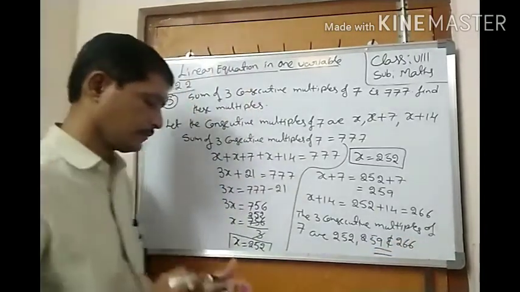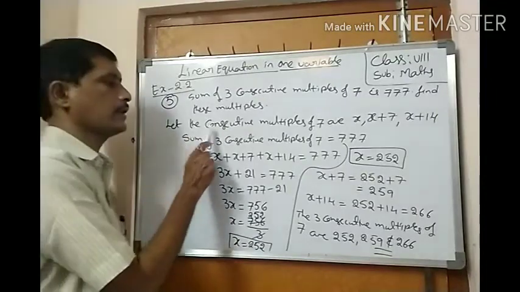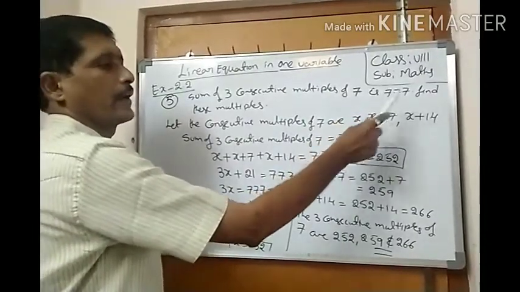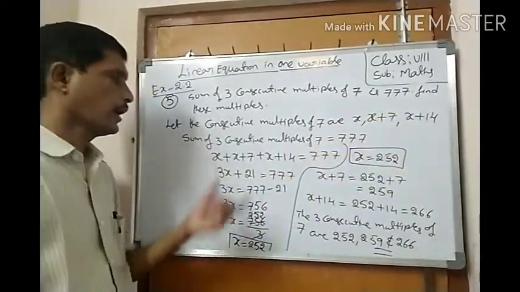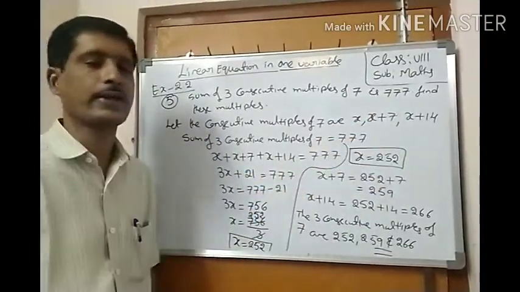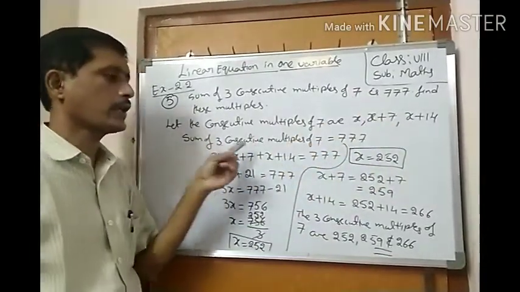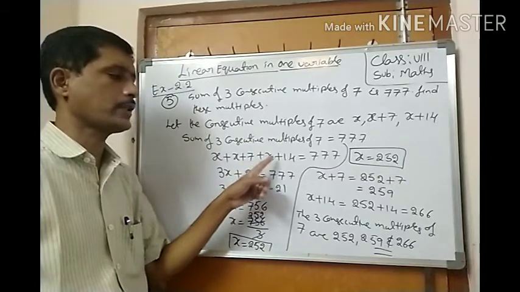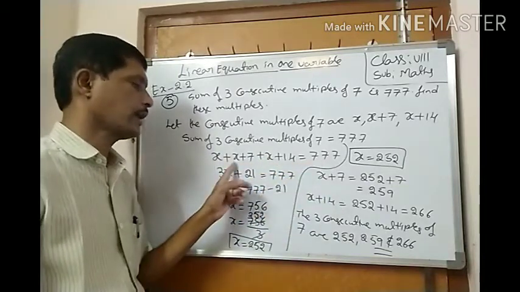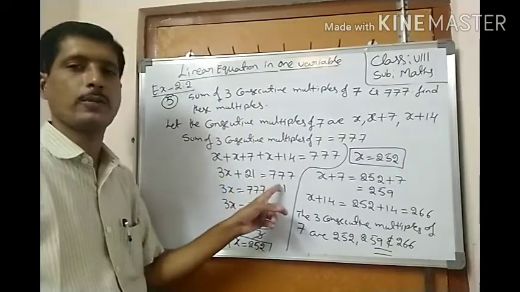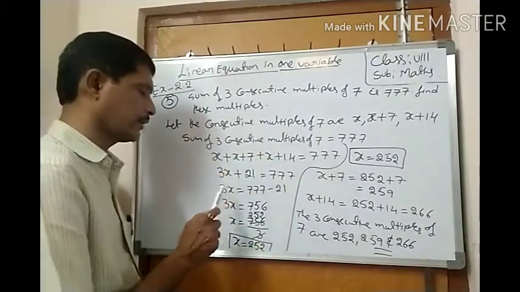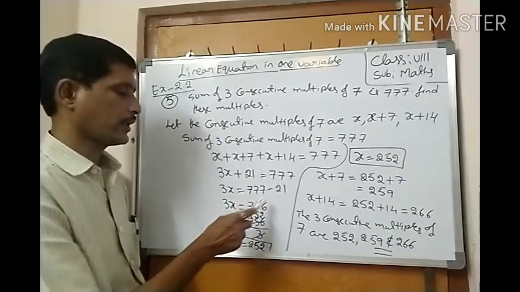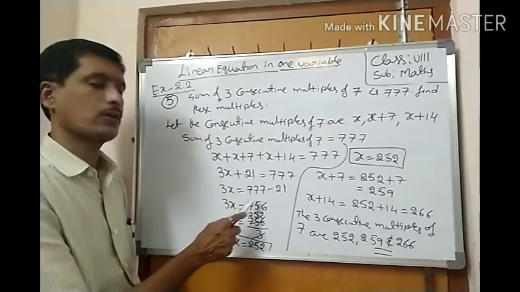One more time, you see here, let the three consecutive multiples of 7 be: one number is x, next number is what? x plus 7, next number is what? x plus 14. Here the sum of three consecutive numbers is given, that is 777. Okay, the sum of three consecutive multiples of 7 equal to 777. Therefore x plus x plus 7 plus x plus 14 equal to 777. Here that is 3x plus 21 equal to 777. This 21 is changing to that side, 3x equal to 777 minus 21 that equal to 756. Therefore 3x equal to 756.